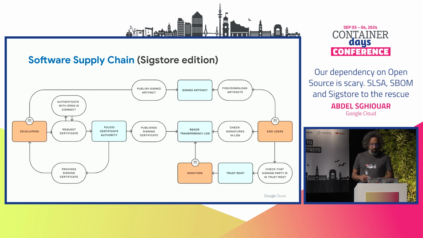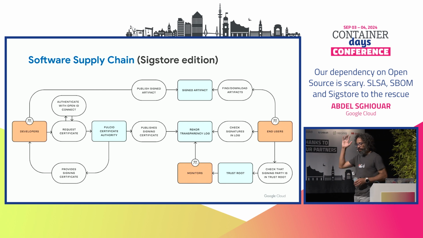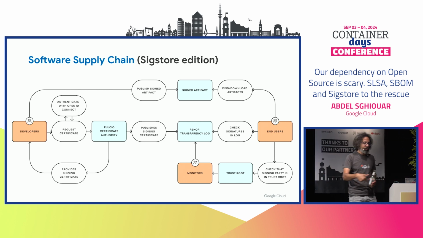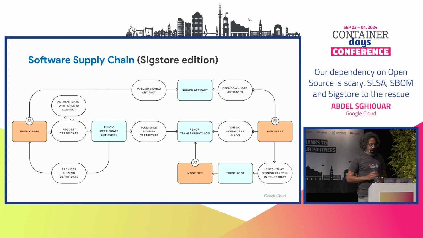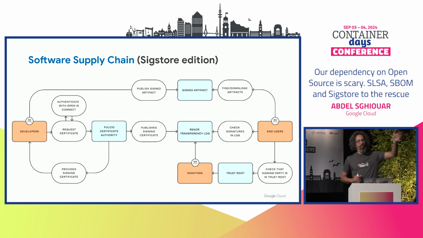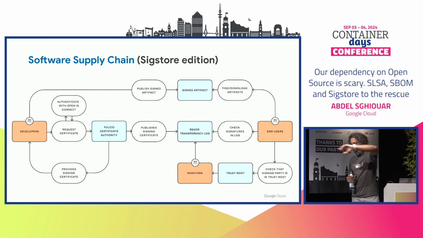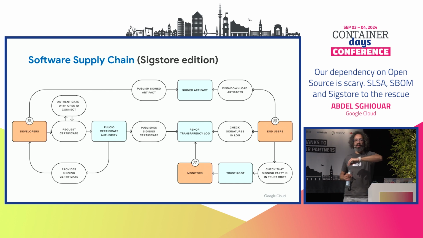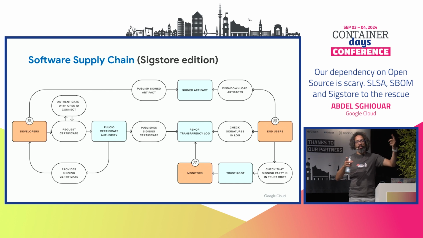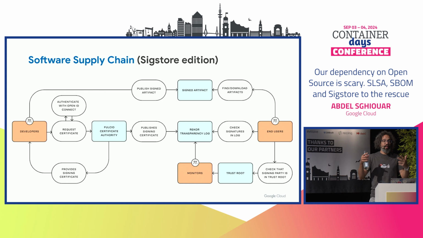So basically, according to Sigstore, this is Sigstore's version of how the supply chain should look. Instead of having that simple write code, build code, test code, ship code, you have the same thing, but you just add verification at every step. And this is zero trust in an example.